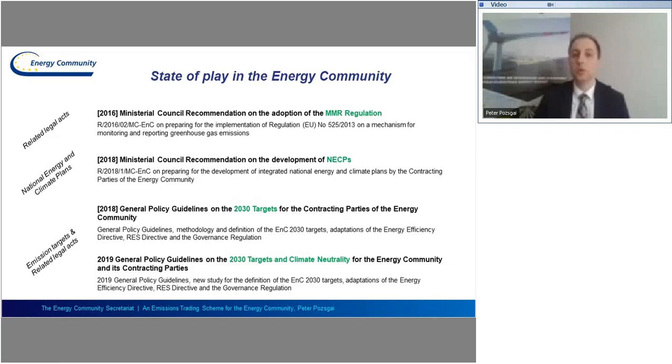Then in 2018 and 2019, general policy guidelines were put forward for the 2030 targets of the energy community contracting parties. The reason for this is, on one hand, to follow up and to be in line with the EU ambitions, but on the other hand, this is again an essential element for emission trading, since to be able to know to what extent you can allow emissions, you have to know what the targets are to reduce them. An important part of these policy guidelines are the different legal acts which you see listed. And the last one of them, the so-called governance regulation, is indeed a new transformed version of the old MMR regulation, which you can see on the top of the slide. So in this case, the energy community continues to insist on the adoption of these monitoring and reporting rules.